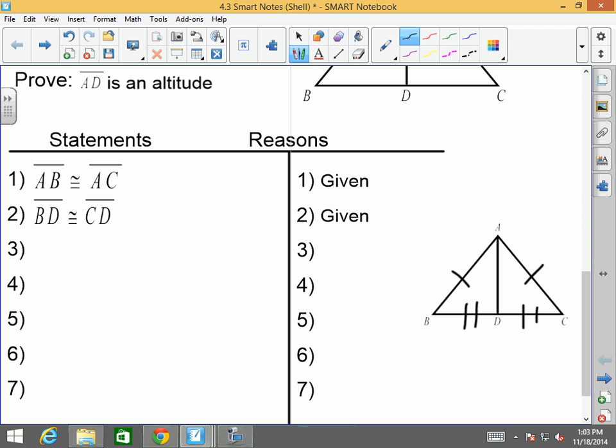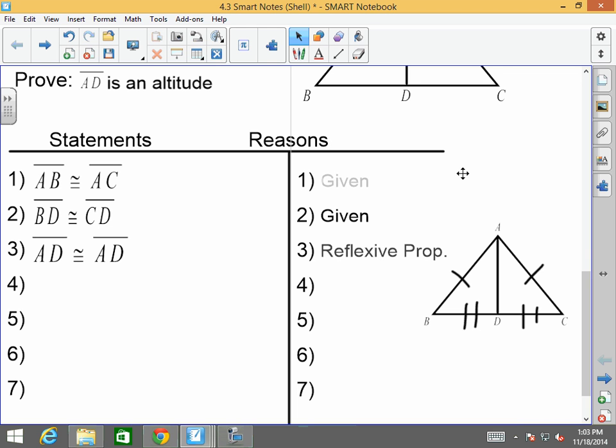Where do you think we would go from here, guys? Yes, sir. Very nice. AD is congruent to AD because of reflexive property. Fantastic. Very proud of you. Now where do you think we would go from here, guys? Yes, sir. Triangle ABD is congruent to triangle ACD. Very good. Why? Side, side, side. Very good.